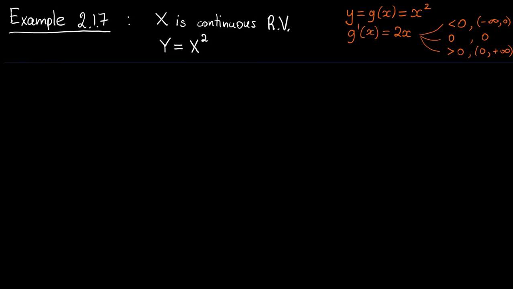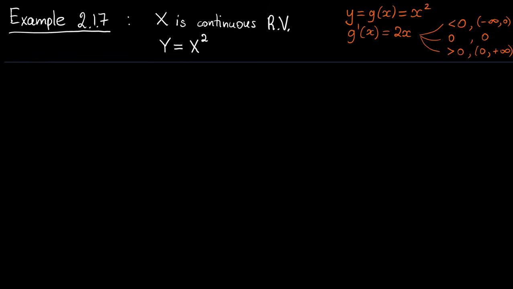If its support is negative infinity to positive infinity, which is what we'll assume, then this function g of x equal to x squared is not strictly monotone on that entire support. It is strictly decreasing from negative infinity to 0, and it is strictly increasing from 0 to positive infinity. We will say that a function like that is not strictly monotone, but is piecewise monotone, because it is strictly monotone on separate pieces which collectively exhaust the entire support of interest. Okay, so let's see how we'll proceed in this case.